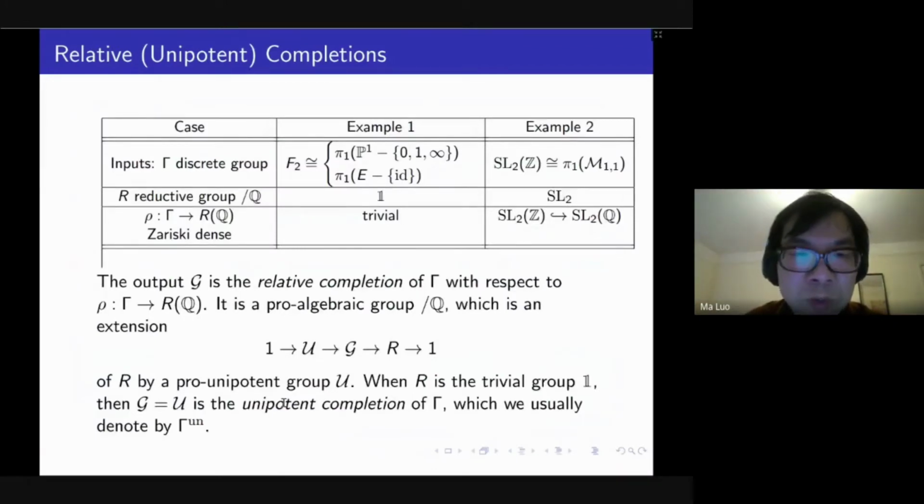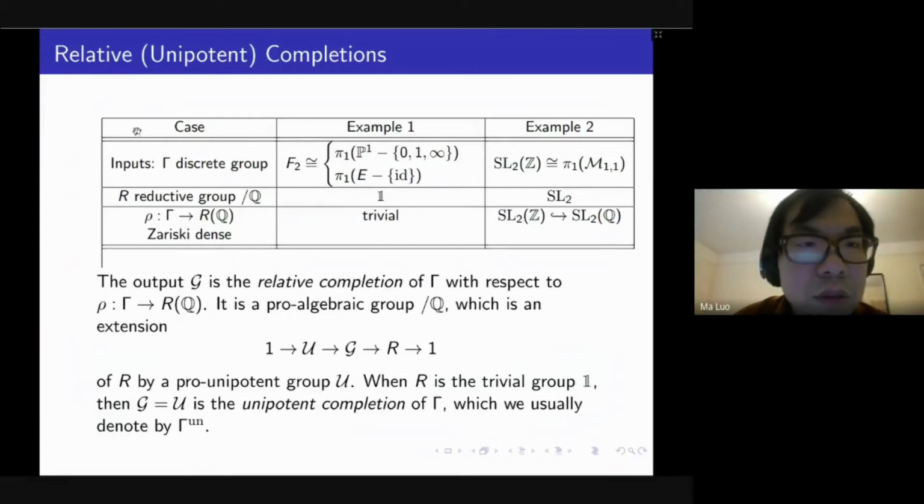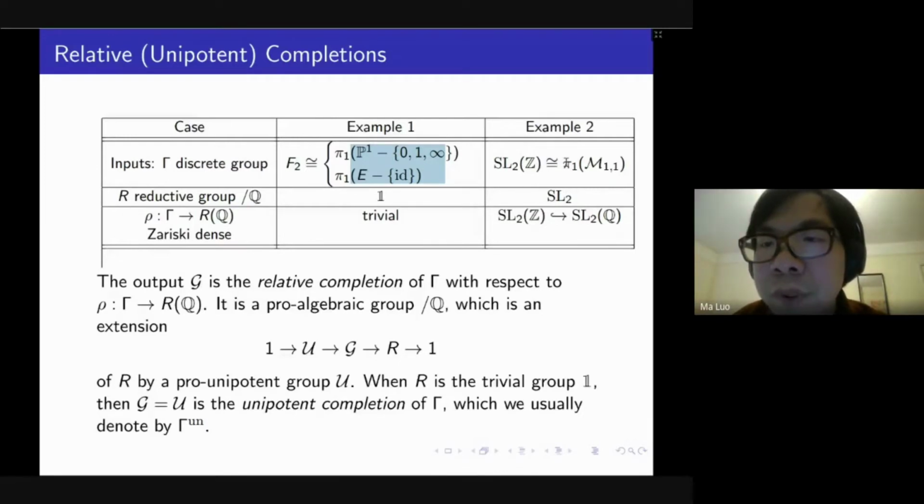Then I want to talk about how one can do these completions, as we see that probably is not well known. So in this talk, I will basically only talk about 3 examples: fundamental groups of P1 minus 3 points, or an elliptic curve minus identity. These fundamental groups would be free groups with 2 generators. And then the fundamental group of the moduli space of elliptic curves is SL2(Z).